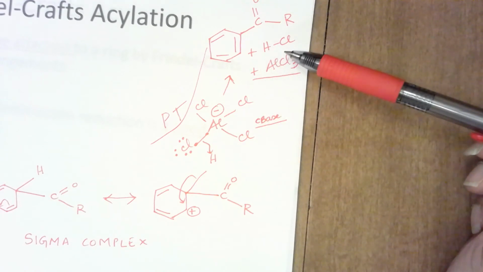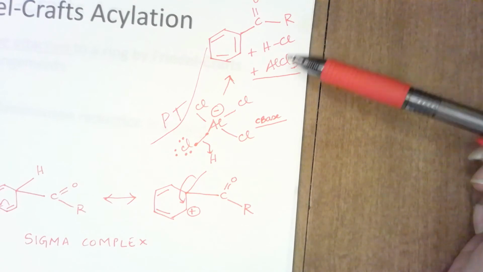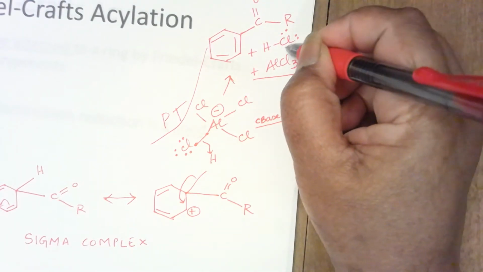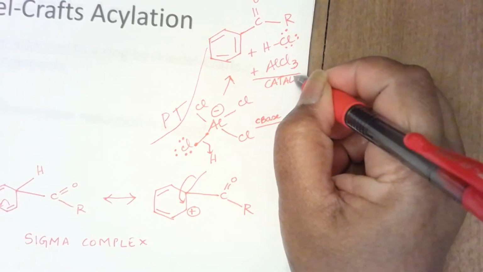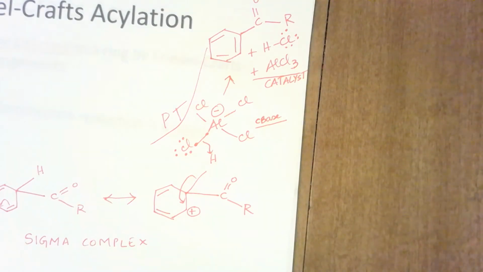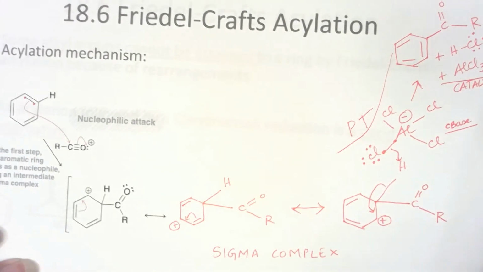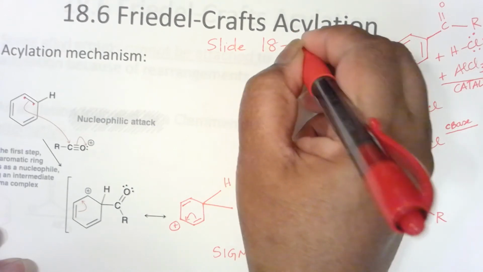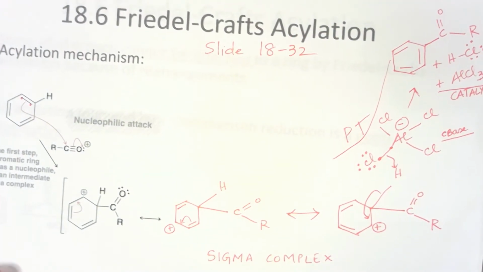And so your products are, of course, the ketone, HCl, and AlCl3. This is a catalyst which is regenerated. So that's the mechanism for the acylation reaction. And this is slide 1832. Okay.